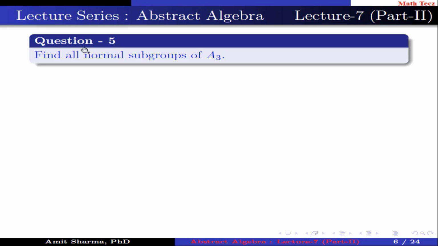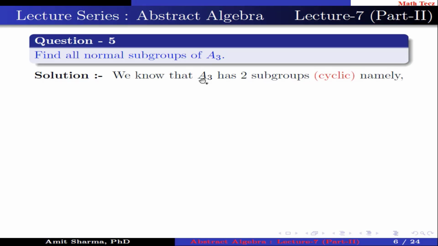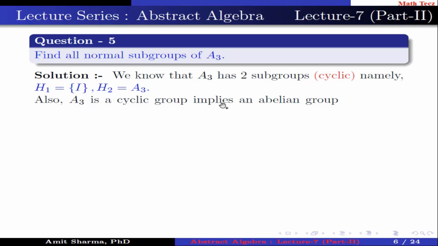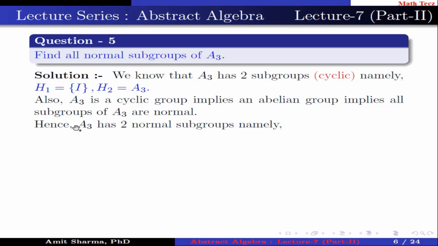Question number 5. Find all normal subgroups of A3. We know that A3 has two subgroups which are cyclic, namely H1 equal to identity and H2 equal to A3. Also, A3 is a cyclic group, which implies an abelian group, which implies all subgroups of A3 are normal. Hence, A3 has two normal subgroups, namely H1 equal to identity, which is the trivial normal subgroup, and H2 equal to A3, which is the improper normal subgroup.